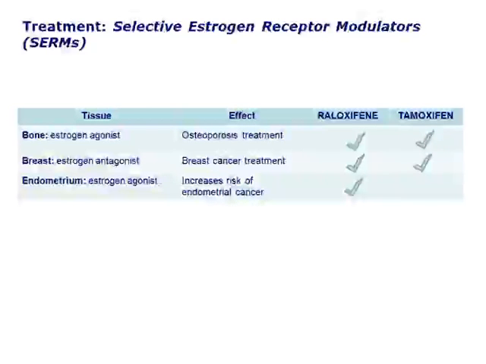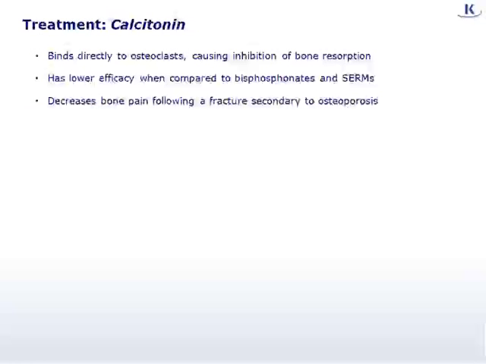of hormone-positive breast cancer. As described previously, calcitonin is a hormone that interferes in bone metabolism by directly binding to osteoclasts and inhibiting bone resorption. Although it is approved for the treatment of osteoporosis, calcitonin has a much lower efficacy when compared to bisphosphonates and SERMs, and is therefore not considered first-line therapy. Studies have shown that the use of calcitonin decreases bone pain following a fracture secondary to osteoporosis, but the mechanism behind this effect is unknown.